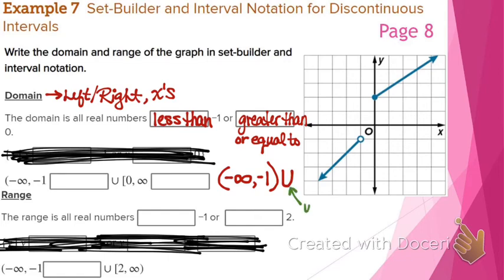This is called a union. This we will use when there are jumps or gaps.